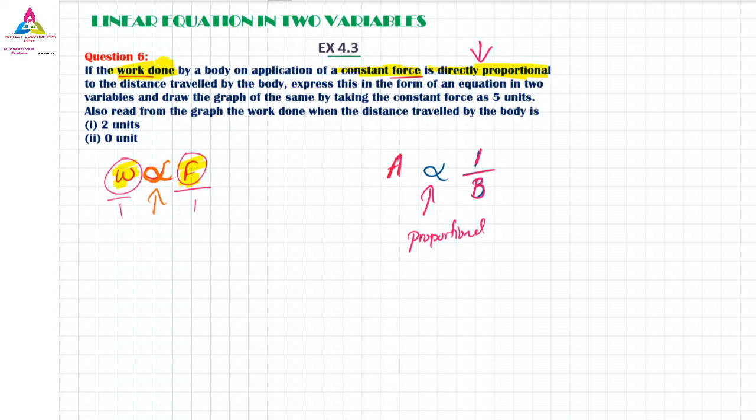This symbol is nothing but the proportion. That is the basic thing. This is the basic thing you have to remember: directly proportional, inversely proportional. Now I think you understood, but in the question they have not mentioned the inversely proportional, so we will not bother about the inversely proportional. We will only bother about the directly proportional.